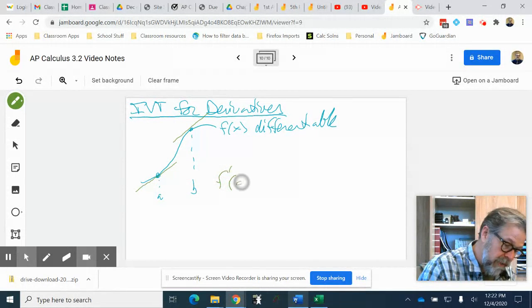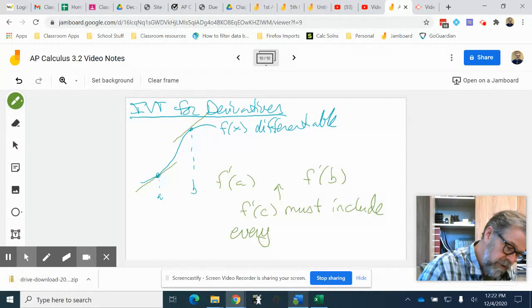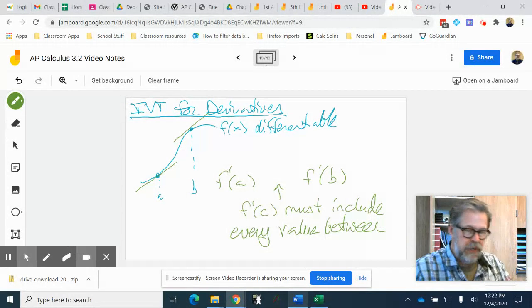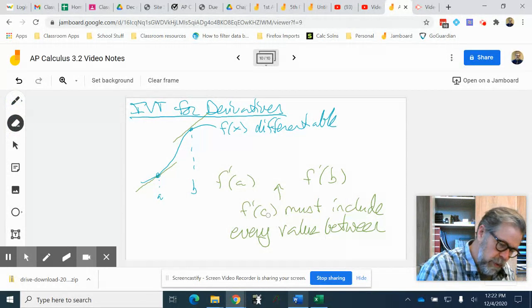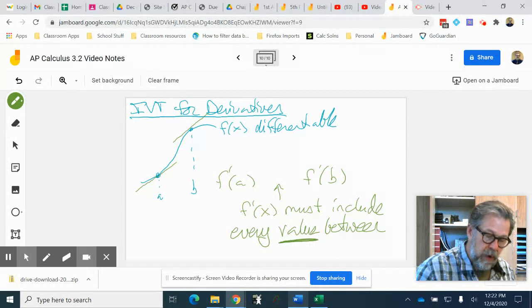So I've got f prime of A, I've got f prime of B, and every possible value, f prime of C, must include every value between. Okay, now C is not a particular point on this graph. C is just that the derivative, and if you wanted, we could probably just go back and say f prime of x must include every value in between, excuse me, not point, every value.